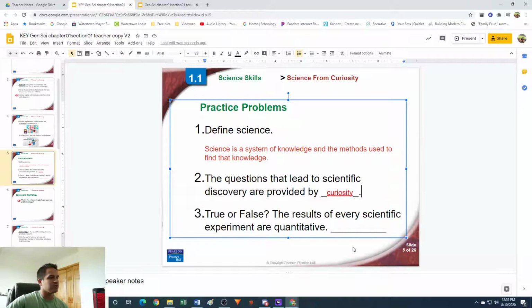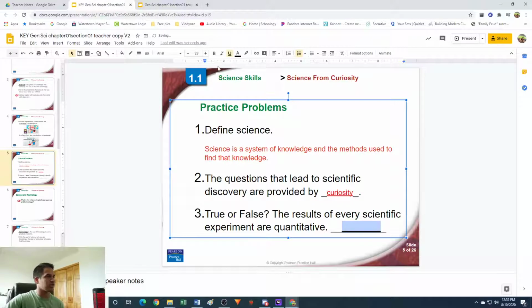All right, number 3, true or false. So the results of every scientific experiment are quantitative. So remember that quantitative means measurement or numbers. So it's basically saying the results of every scientific experiment is always some number or some amount of something. No. Okay. Sometimes they're qualitative.